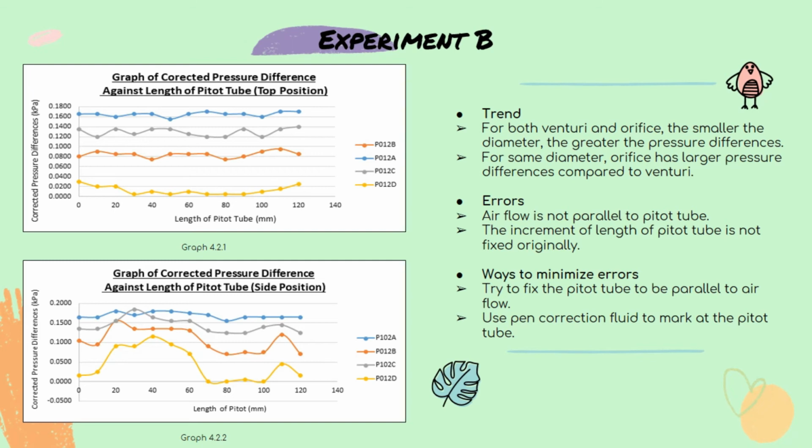The errors that might happen are the airflow is not parallel to pitot tube, and the increment of length of pitot tube is not fixed originally. The ways to minimize the errors are to try to maintain the parallel of airflow and pitot tube and use pen correction fluid to mark the pitot tube respectively. That's all from my part.